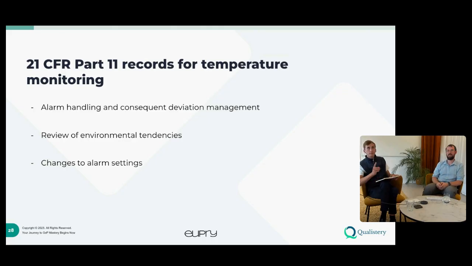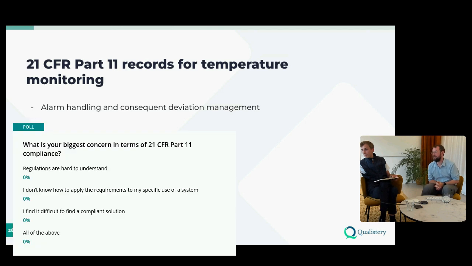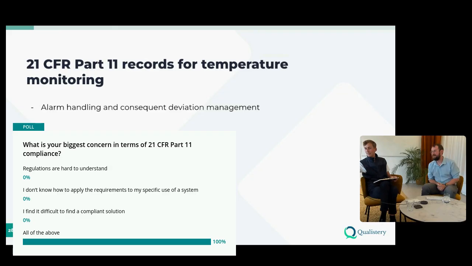So we've actually compiled just a few examples. So what does it mean for me in everyday life? What does it mean when I have to go through my daily job tasks? But before that, we have another question that we'd like to ask you here. So what is your biggest concern in terms of 21 CFR Part 11 compliance? And hopefully you can see it out there. Please, someone write in the chat whether you can see it. We can see it. Yeah, so we have a few answers pulling in here.